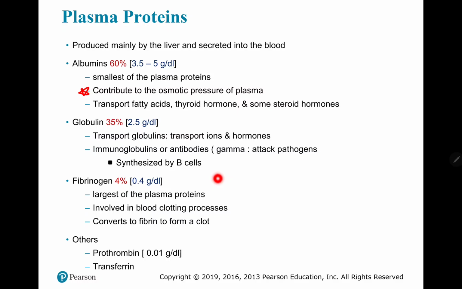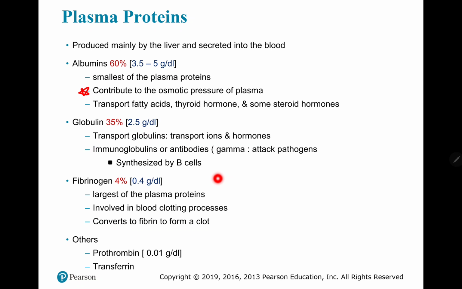We also have globulin proteins. They're going to make up 35% of the plasma proteins. And there are going to be two types of globulin proteins. There's going to be those transport globulins that help to transport ions and hormones. And then you're going to have those immunoglobulins, such as your antibodies, and they're going to be able to attack pathogens. However, these immunoglobulins are a type of gamma globulin. These are not going to be produced by the liver. These are going to be produced by other specialized cells, your B cells.